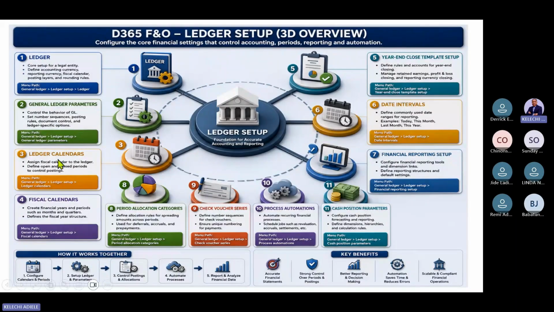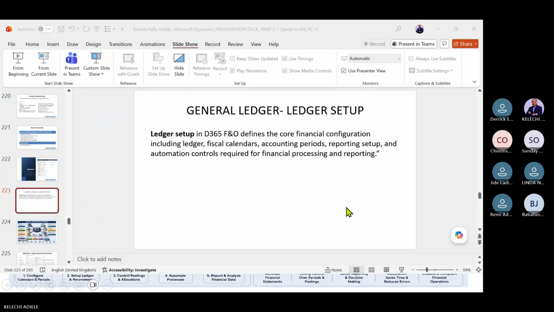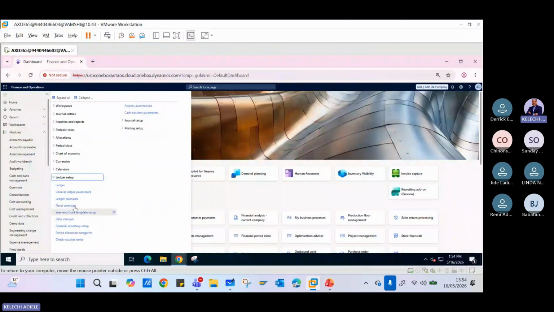And then we have ledger calendars, which we have talked about. We have fiscal calendars, which we have talked about, and then we'll look at other things as we move on. But this basically gives you an idea of the cost structure. We have the period allocation categories, voucher checks, process automations, cash position parameters. We'll see all that as we move. Again, these are all listed here. So in your sandbox or in your system, you're going to see all these parameters. But the most important for now is ledgers.